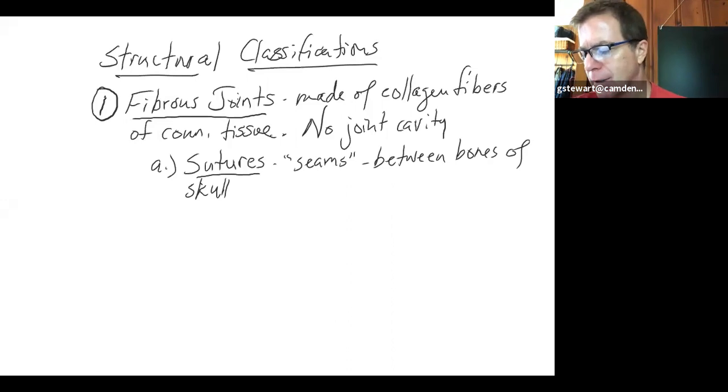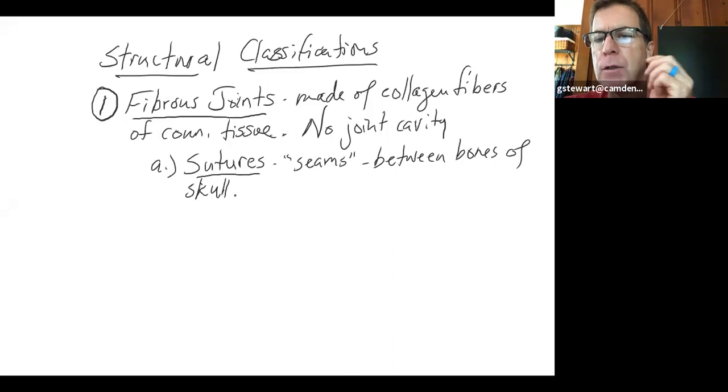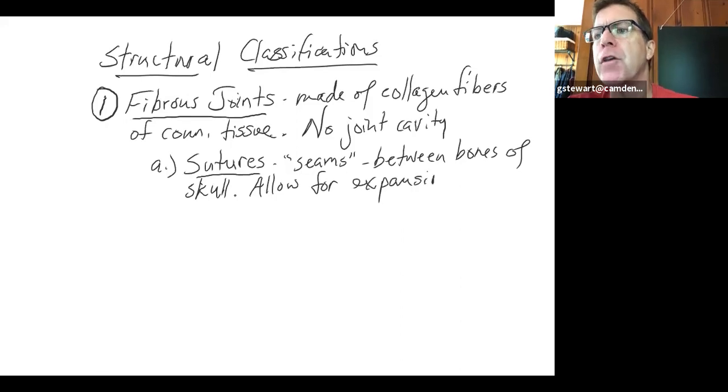So they're unique to that area. And there is typically, when we are young, we have sutures between our cranial plates mostly, but we find these in the skull. They do allow for expansion when we are young. So they're not fully fused, these sutures, when we are young.